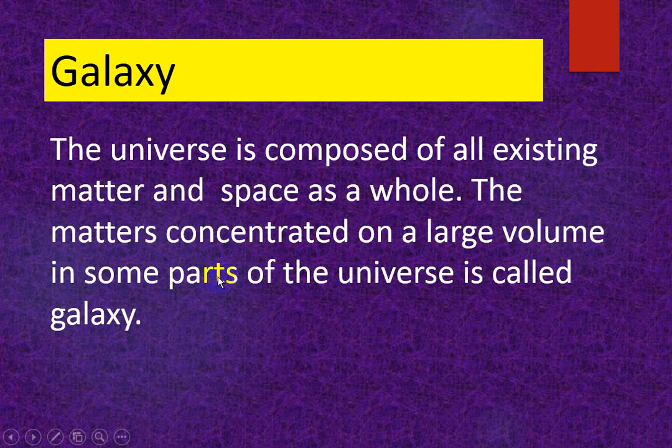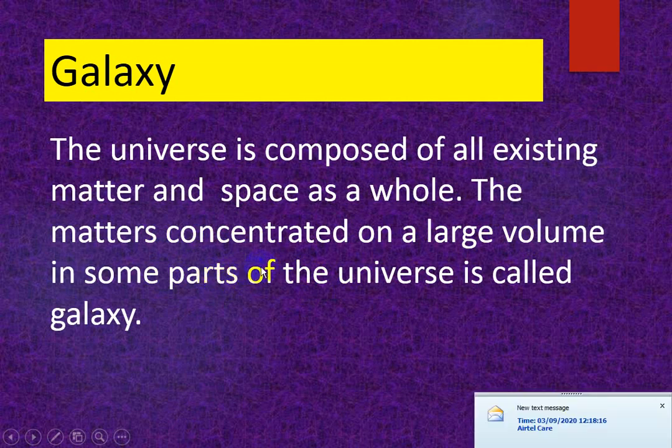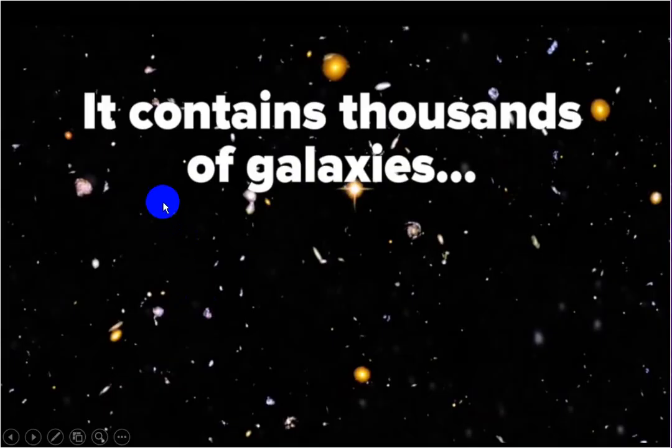Some parts of the universe have a concentrated large volume. This large volume area is called a galaxy. Look, here there is vacant space, and here there is a large volume of concentrated matter. A large volume of concentrated matter is called a galaxy.